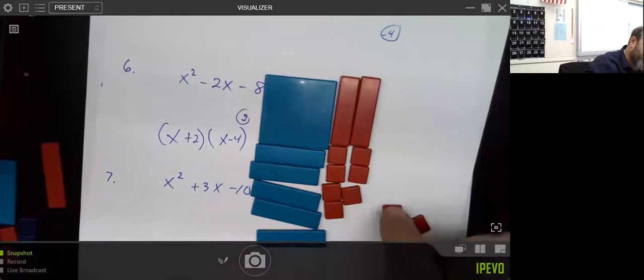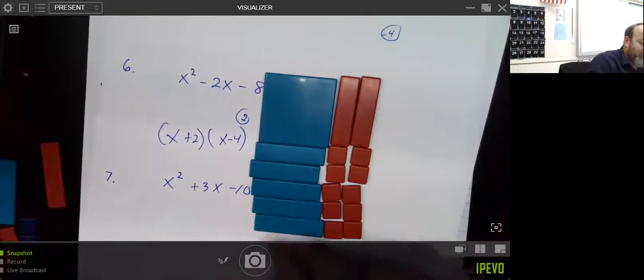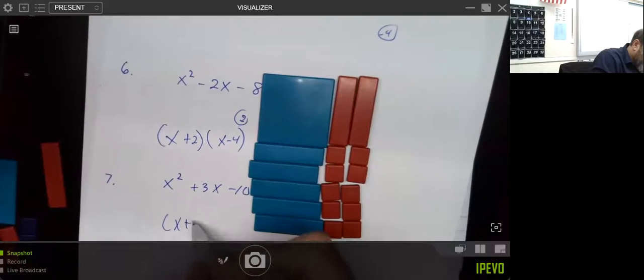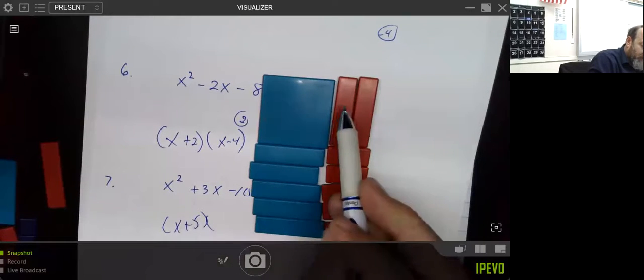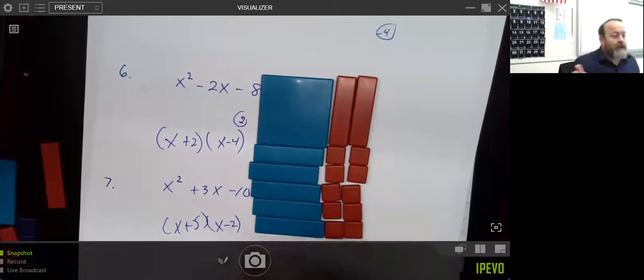Let's see how we got it. Put it all back in there. So this is x plus 1, 2, 3, 4, 5 multiplied by x minus 1, 2. And that's how you factor.